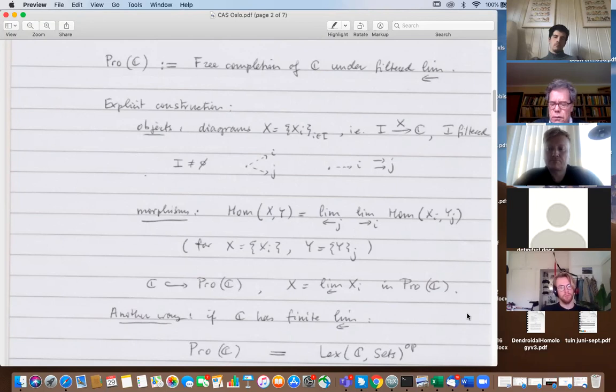So that explains this formula, or maybe it doesn't quite explain it, but it's easy to figure out for yourself on the basis of what I just said. So that's a very handy formula from which you can easily conclude that Pro of C has all limits and colimits, for example.